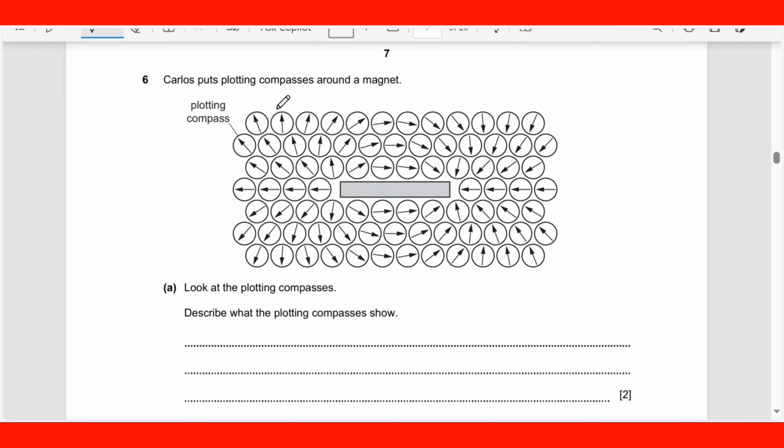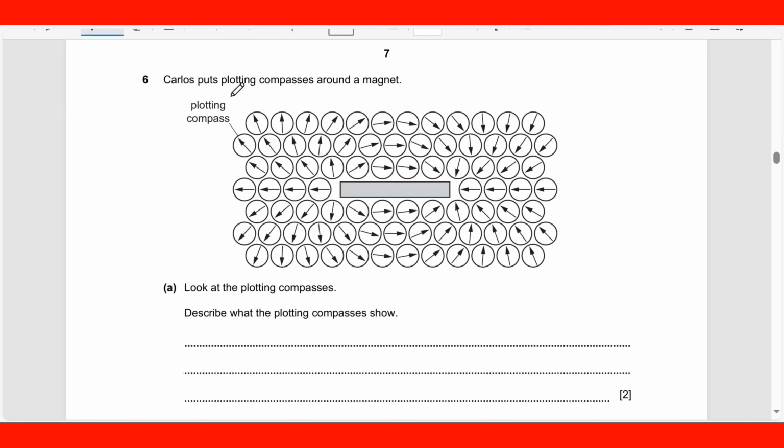Let's move on. Okay, Carlos put plotting compasses around a magnet. Plotting compass here. This is the magnet. A. Look at the plotting compasses. So many compasses here. Describe what the plotting compasses show.